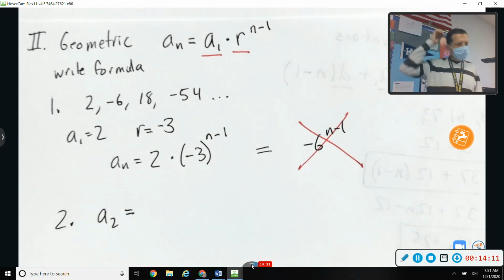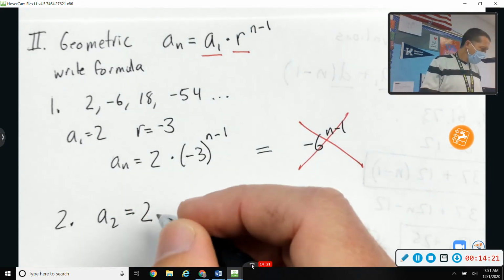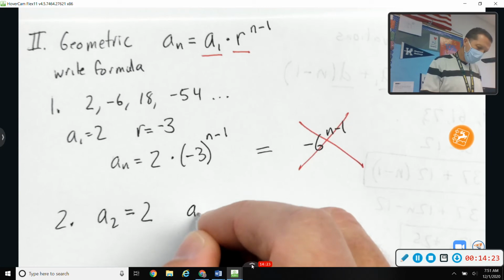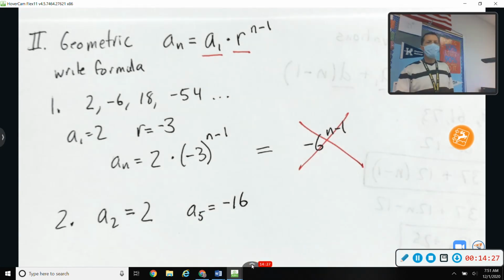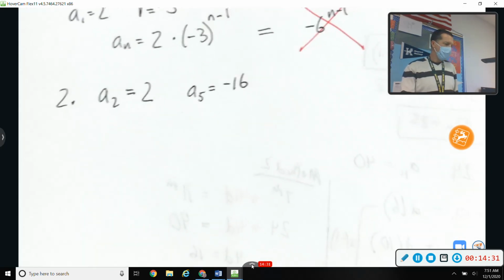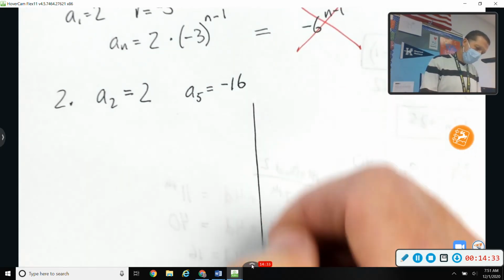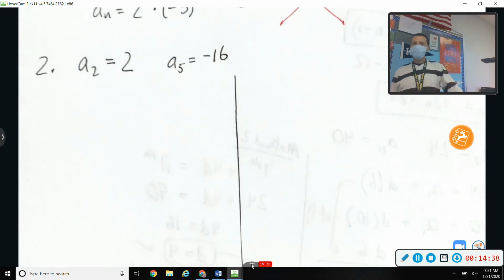All right, the second one. It's going to be similar to the second one from the arithmetic section, where you don't have A1 and R. You've got 2 random terms, and you've got to figure out how we got those. A2 is 2, and A5 is -16. Again, I'll do the 2 different methods.